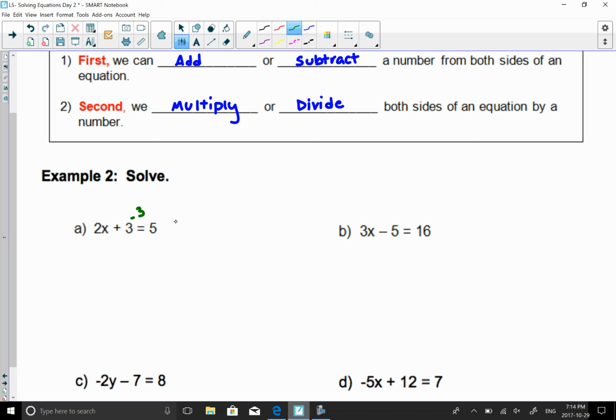So I'm going to subtract 3 from here, which means I'm going to subtract 3 from both sides, the other side. So that just leaves me 2x here, because 3 minus 3 is 0. And then I'll do 5 minus 3, which is negative 2. And then I have this 2 beside the x, so I can divide by 2 and divide by 2. That leaves me with x equals negative 1.